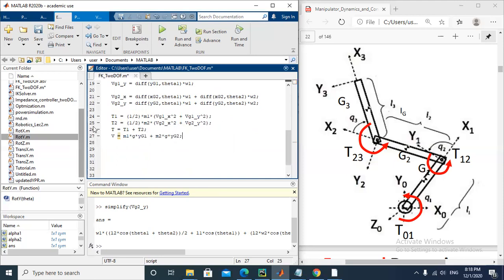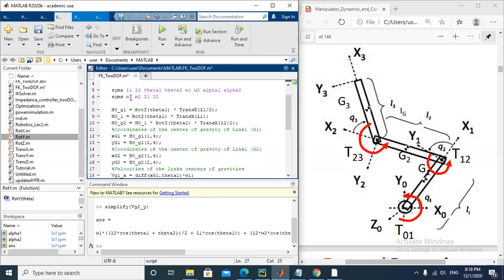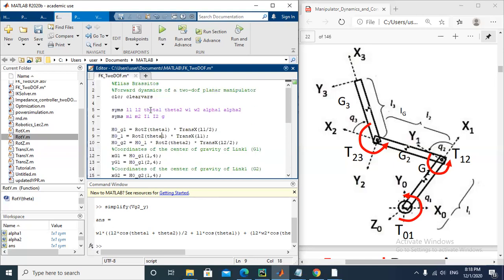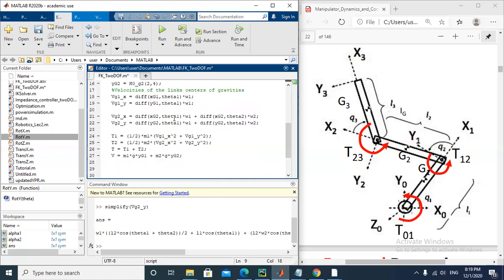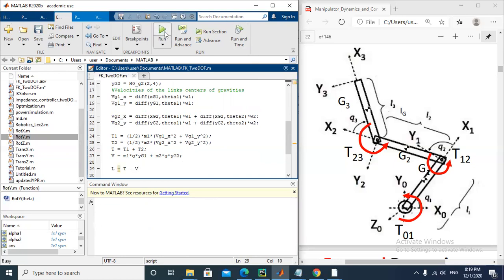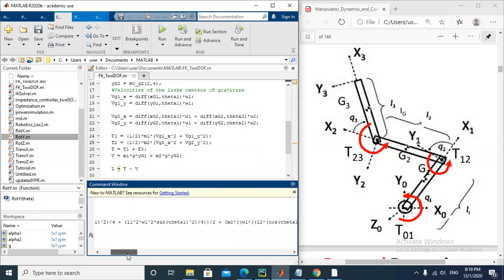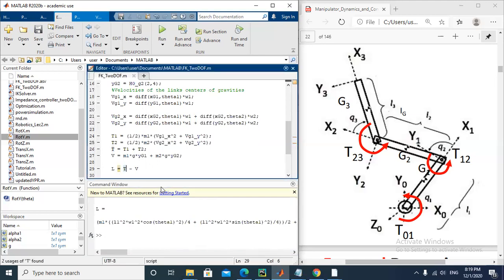Okay, so now we actually have our potential energies. We still need to put in our gravity. Next step, we have to write our Lagrange, which is the total kinetic energy minus the total potential energy. Let's run that and see what happens. Okay, so this is our Lagrange. So that's it. Let's just keep it like that.